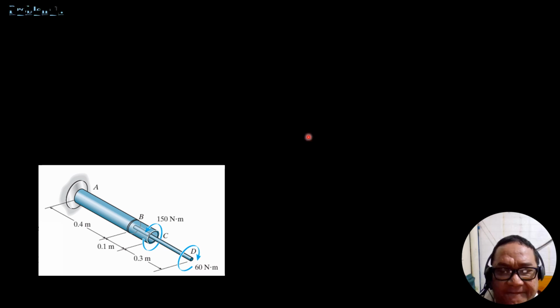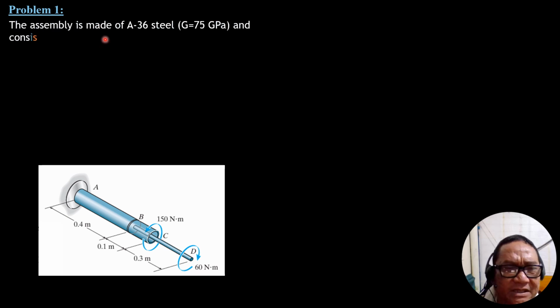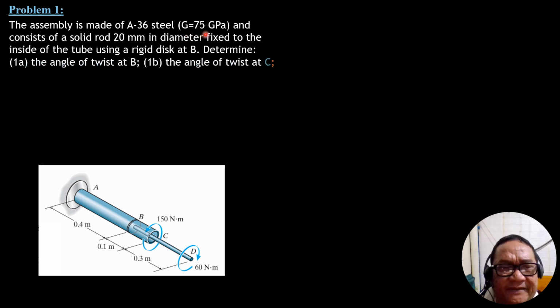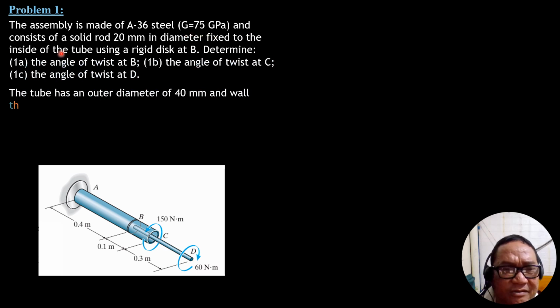So let's now have the first problem to be presented or solved here. The assembly is made of A36 steel, where the shear modulus of elasticity is 75 gigapascals and consists of a solid rod 20 millimeters in diameter fixed to the inside of the tube using a rigid disc at B. So take note that this part is hollow, and this solid circular shaft is fixed at B there, and it is only fixed at that point.